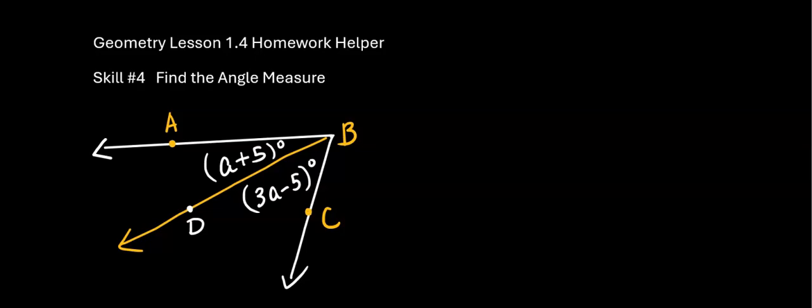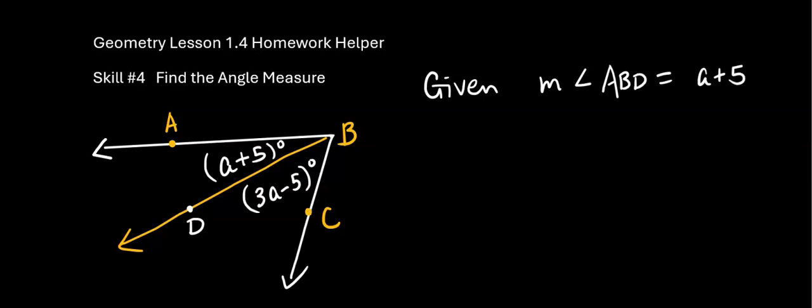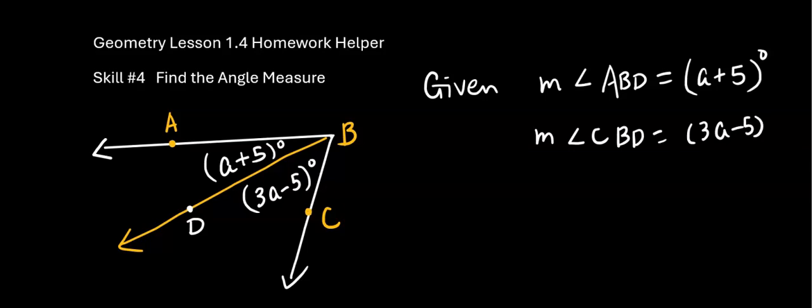The given information is, it is given to us the measure of angle ABD is A plus 5. It is also given to us the measure of angle CBD is 3A minus 5 degrees.